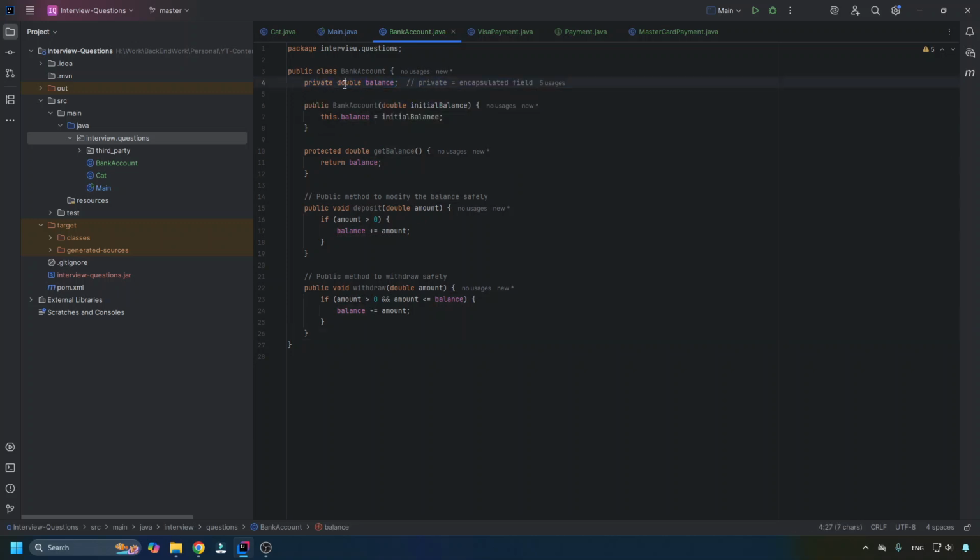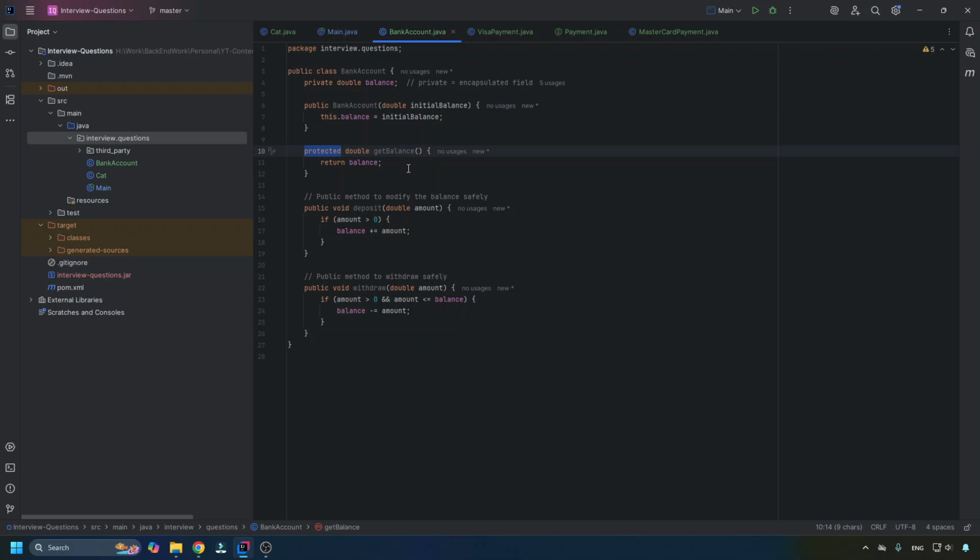So here we have a private balance, which is basically the balance of your account. But the point here is, it's private. It will not be accessible outside of this class, without the internal use of this class. So how can you access this balance? You can access it using this method, which is protected. So this is the access modifier that's being used in order to allow accessing that balance itself.